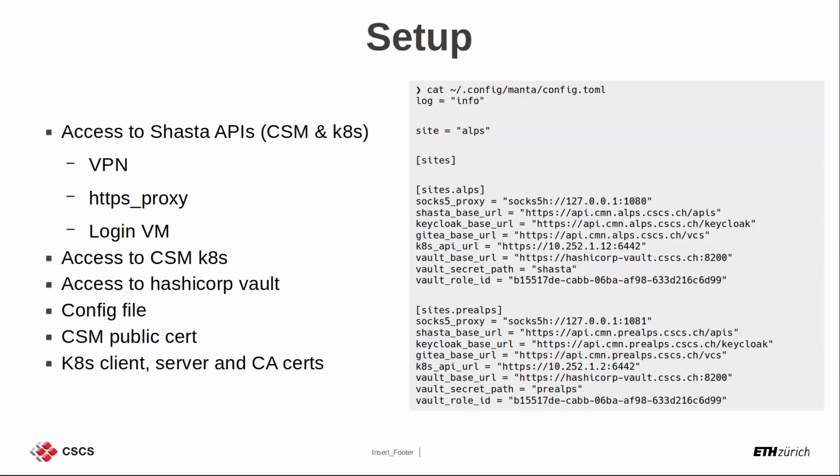Manta will give you access to what we call an aggregator. So it talks to CSM, it talks to Kubernetes, it talks to the Git, which is the Git repo of Alps. It talks to a HashiCorp instance for secret management. What else do you need? You need a configuration file, which should look like the one you have on the right. A public certificate in order for Manta to trust the CSM it is talking to. And that's it.